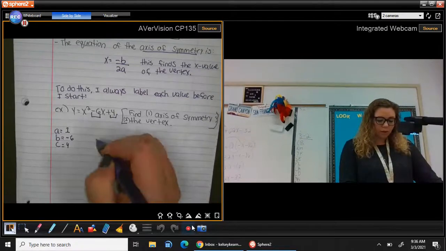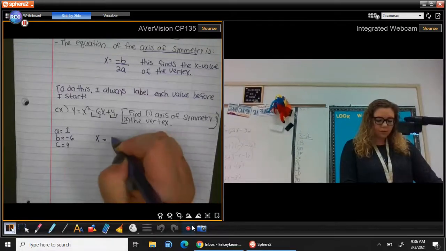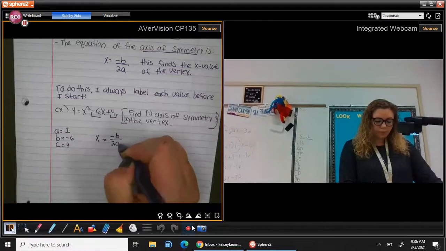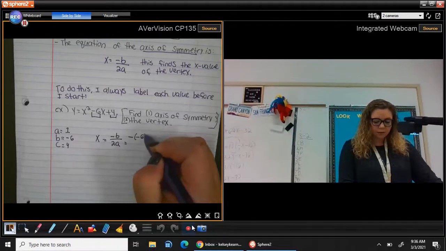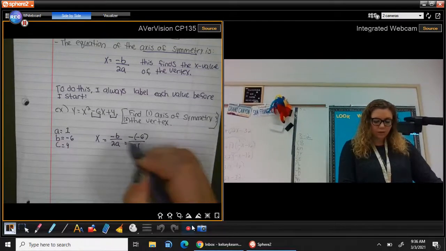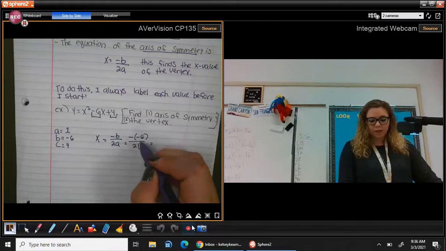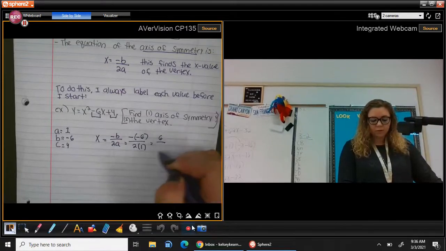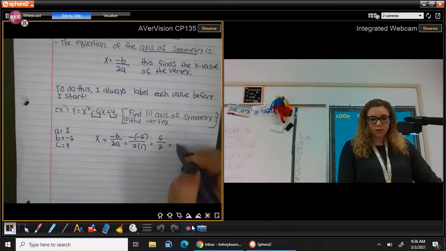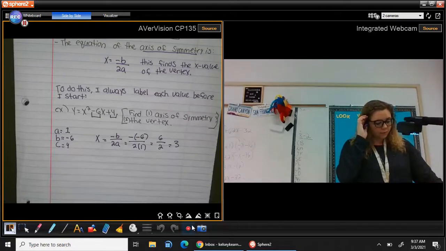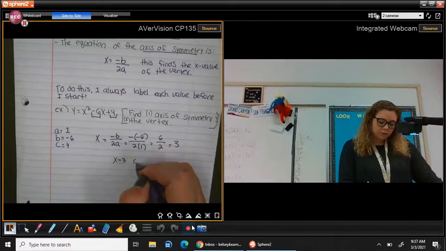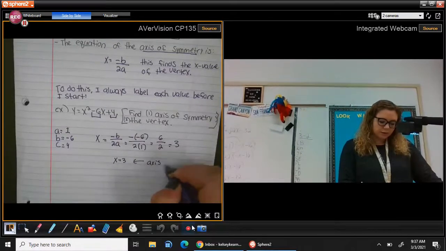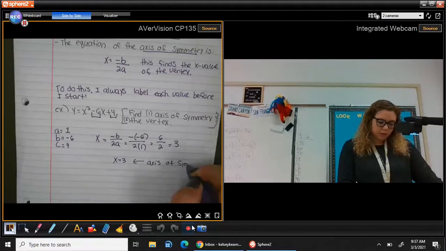Okay, I'm going to plug it into the axis of symmetry formula. So watch the negatives. I have negative 6. I have 2 and plug 1 in for A. So negative times a negative is a positive. 2 times 1 is 2. 6 divided by 2 is going to give me 3. So I have x equals 3, which is the axis of symmetry. So again, all you're doing is just plugging in values.